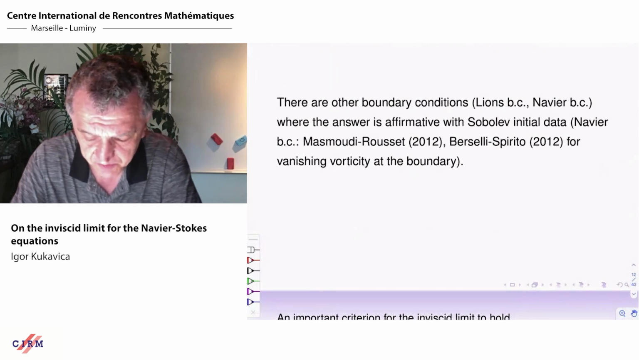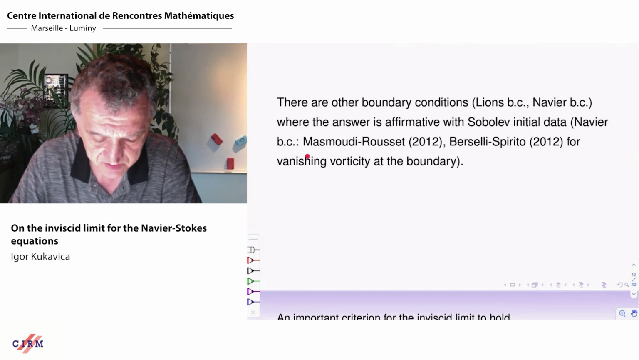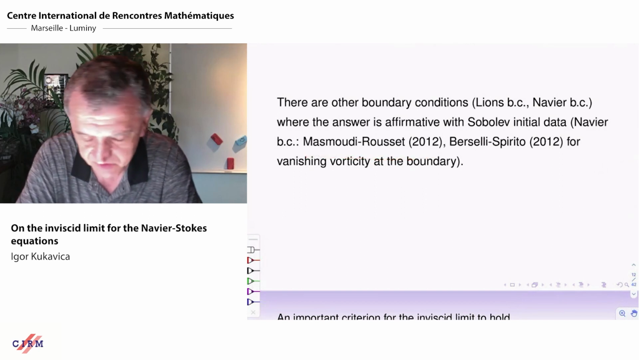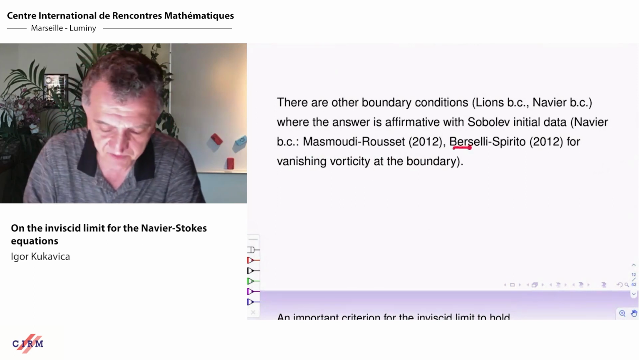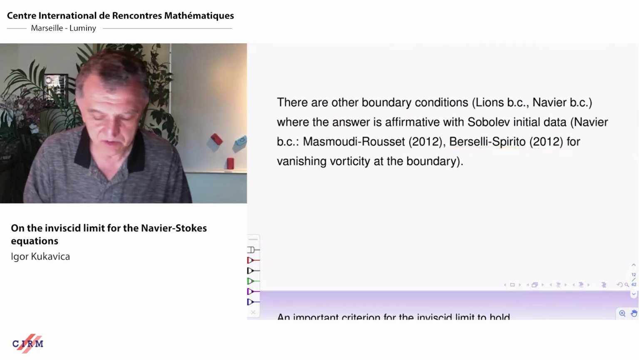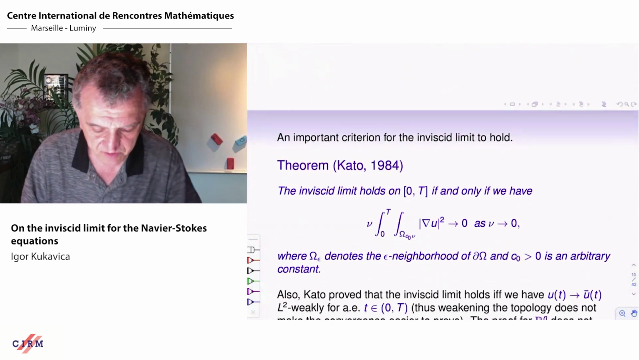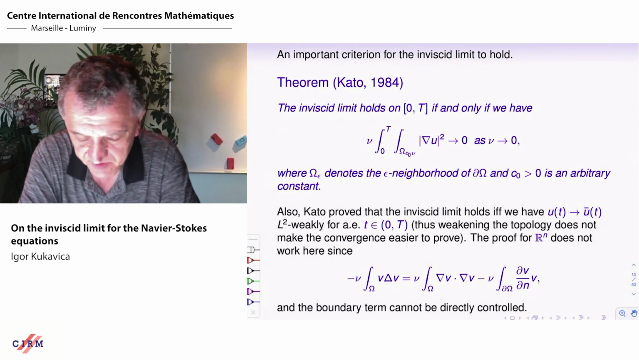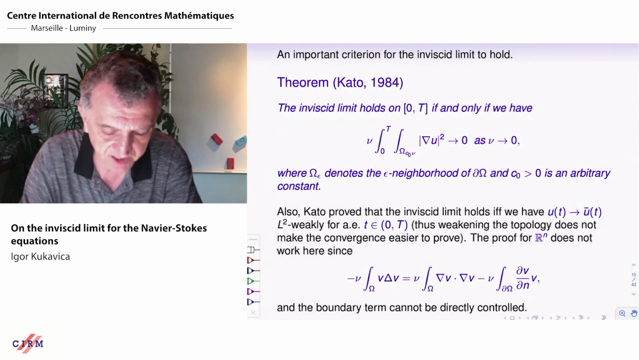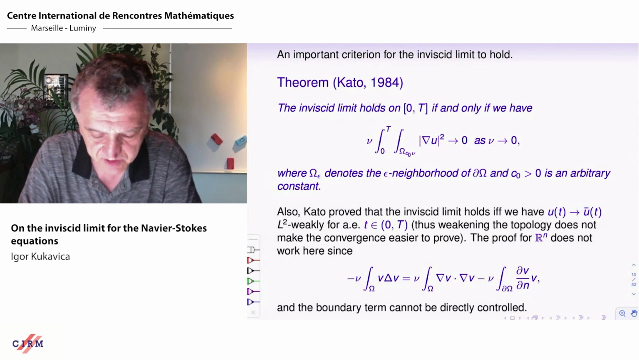So there are other boundary conditions other than Dirichlet. The answer is actually affirmative. For Navier boundary conditions, you can look at the reference Masmoudi-Rosset with co-tangential Sobolev spaces. Also here is one more reference, but there are many more. Vercelli, Spirito, or vanishing vorticity on the boundary. So for the bounded domain, there is a necessary and sufficient condition established by Kato in '84, which says that the inviscid limit holds on the interval if and only if the energy in a neighborhood of the boundary converges to zero.